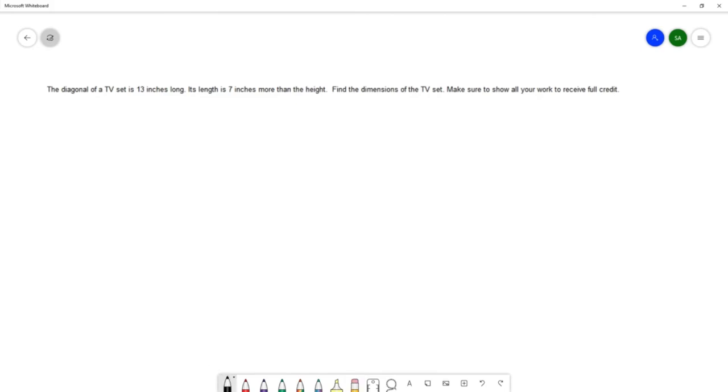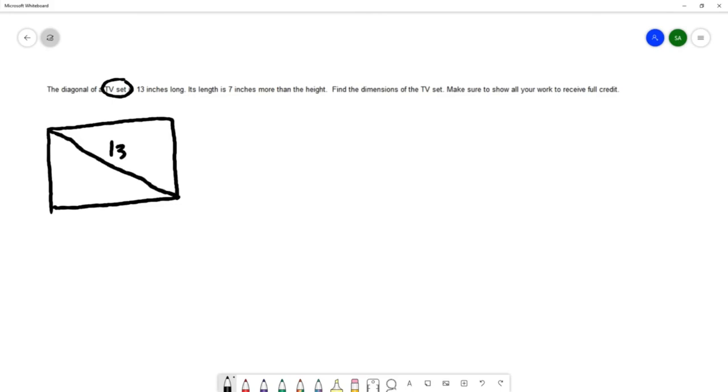So on this question, we know that we have a TV set, which is going to be a rectangle. The diagonal of that TV set, going from corner to corner, is 13 inches. And we're told that the length is 7 inches more than the height. So I'm going to label the height as x, and the length will be 7 inches more, x plus 7. We want to find the dimensions of the TV set.